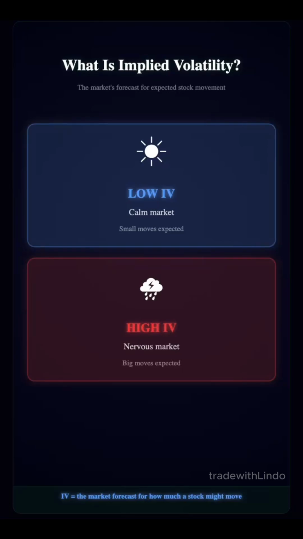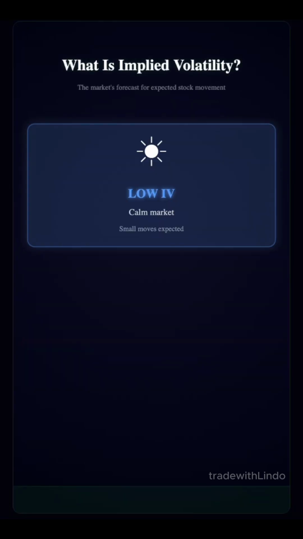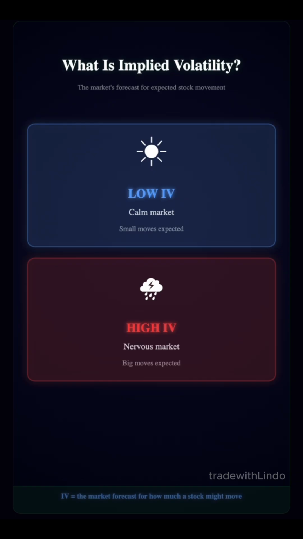Implied volatility sounds complicated, but the idea is simple. Think of it like a weather forecast for a stock. The forecast does not say exactly what will happen, it just tells you how rough the conditions might get. Low IV means calm, quiet, small expected moves. High IV means turbulent, uncertain, big moves expected. That is all IV is, the market's way of saying how bumpy the ride might be.